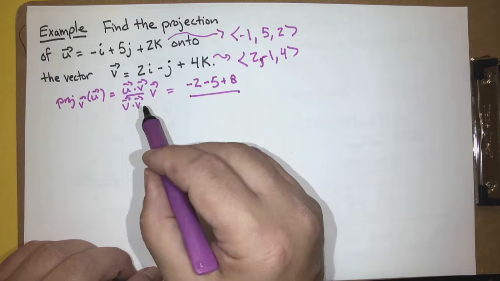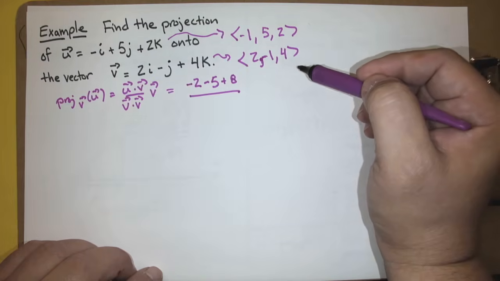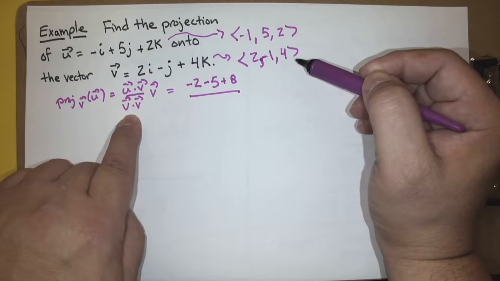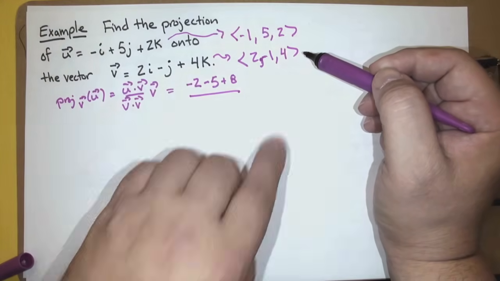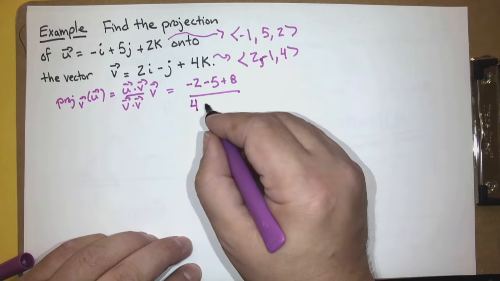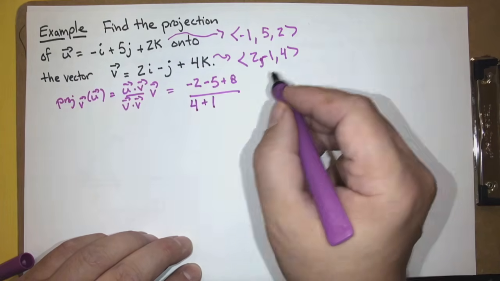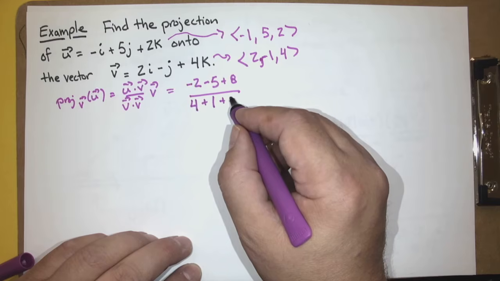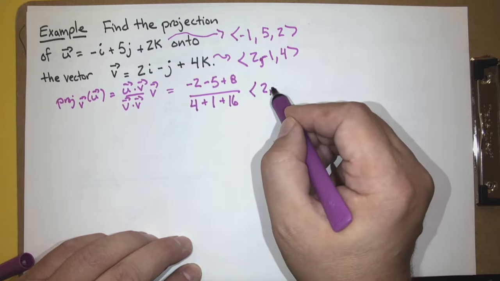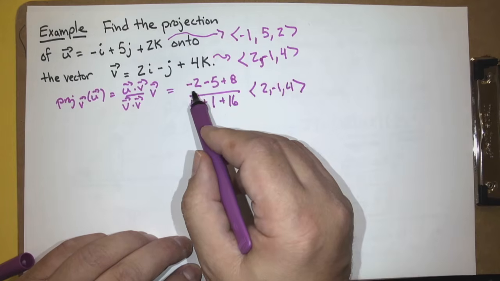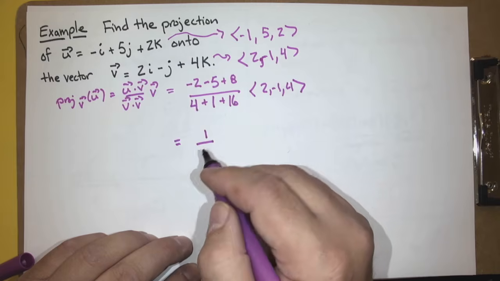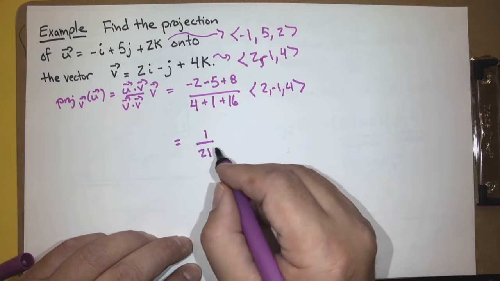Downstairs. Now this is when you have to pay attention. Which one is the right one? Well, it's the one you're projecting onto. That's where you take the dot product with itself. So this is what we're projecting onto. So v dot v. 2 times 2, 4. Negative 1 times negative 1, 1. 4 times 4, 16. Okay. Times v. 2, minus 1, 4. Minus 2 minus 5 plus 8 becomes 1. 4 plus 1 plus 16 becomes 21.